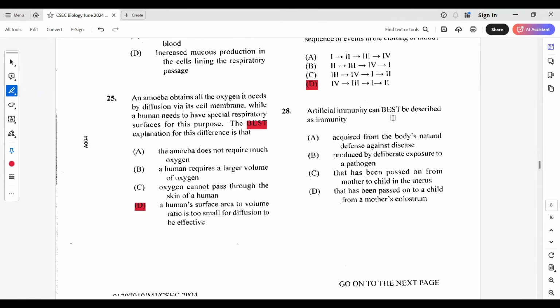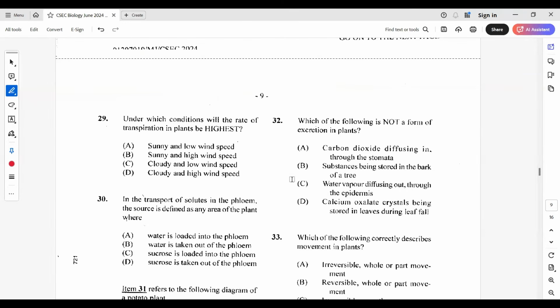Artificial immunity can best be described as immunity... We want the best description: acquired from the body's natural defense against it? Then it's not artificial. Artificial means man-made, right? So it's like someone getting a vaccination or something. Produced by deliberate exposure to a pathogen. Does a vaccine, but let's continue reading. This has been passed from the mother to child in the uterus. That has been passed on to a child from the mother's colostrum. So B is obviously the best answer for 28.